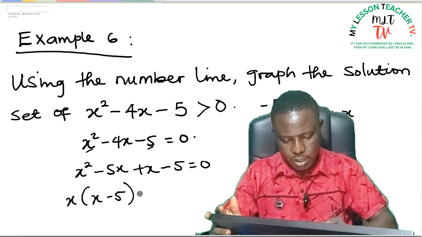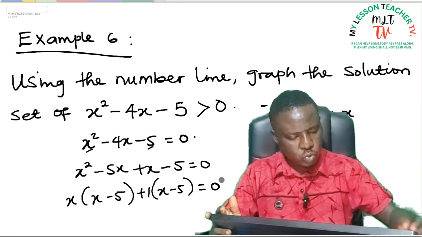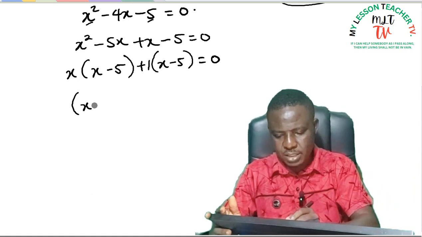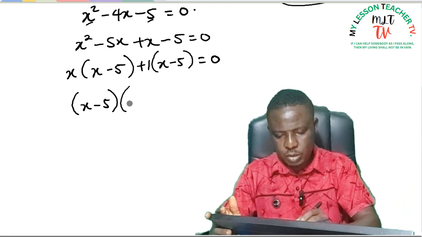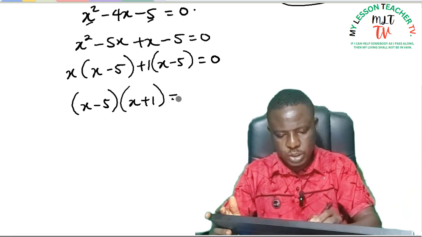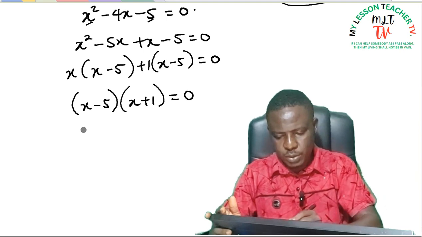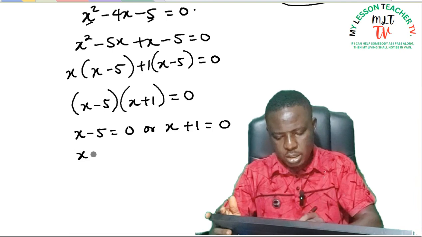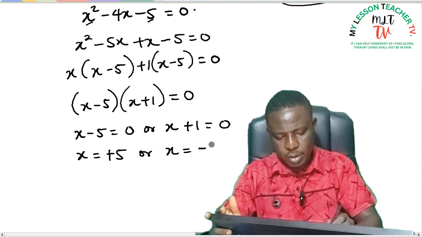What is common in the next two terms? Plus 1 is common. Since nothing else is common, into x minus 5, which is equal to 0. Factorizing them again, you have x minus 5 into x plus 1, which is equal to 0. So this becomes x minus 5 is equal to 0, or x plus 1 is equal to 0. x is equal to plus 5, or x is equal to minus 1.